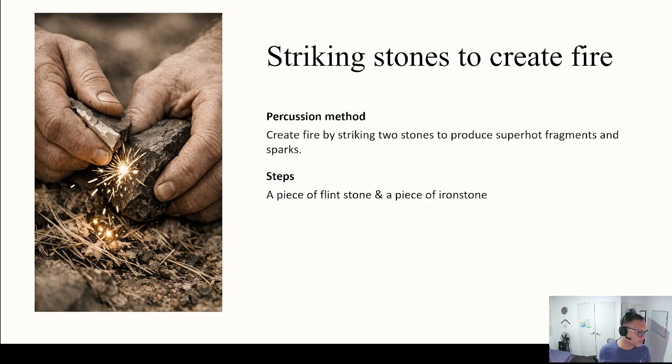Okay, so creating fire by striking two stones to produce super hot fragments. Generally one piece is flint stone and the other piece is ironstone. Now these are special stones which have maybe some metallic properties which help generate that spark quickly. You can do it with normal stone, but I think either the stone will break or it won't generate enough friction. So these special stones make it easier to generate it.